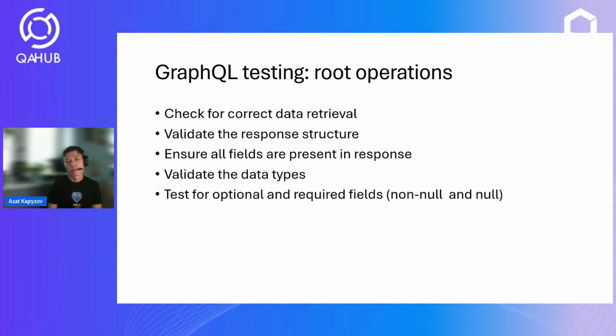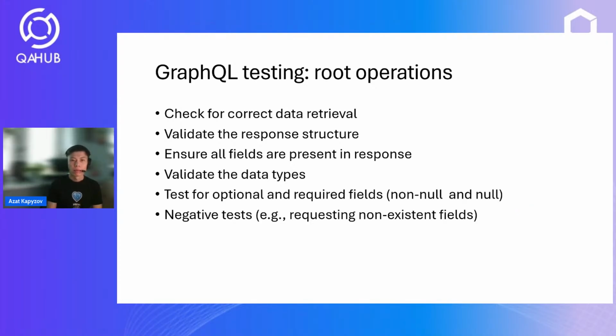We can also test for optional and required fields, like non-null and null, especially for lists. And of course, we can make some negative tests, for example, to request some non-existing fields, etc. So, of course, it's not a complete list of checks in GraphQL.